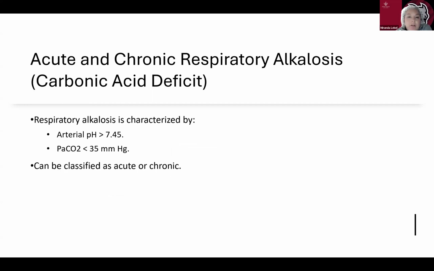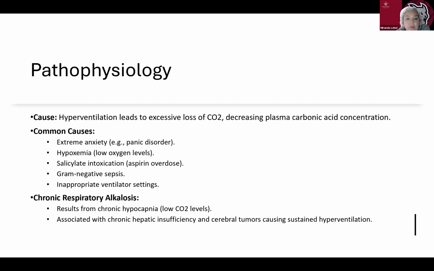Acute and chronic respiratory alkalosis, that's characterized by a pH of greater than 7.45 and a PaCO2 of less than 35. It can be classified as acute or chronic. Hyperventilation leads to excessive loss of CO2, decreasing plasma carbonic acid concentration. Some common causes are going to be extreme anxiety with hyperventilation, hypoxemia, so low oxygen levels, salicylate intoxication, gram-negative sepsis, and inappropriate ventilator settings.